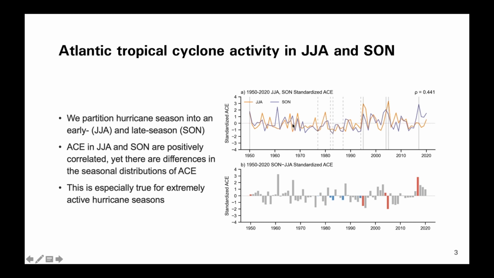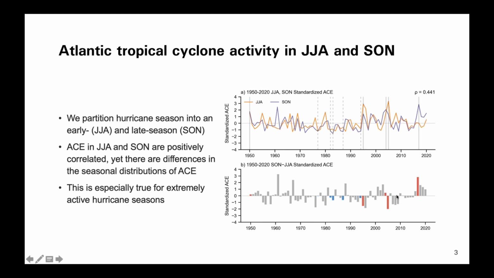So while interannual variations in the early and late season ACE values are positively correlated, shown here, with a positive correlation of 0.44, there are some differences in the seasonal distribution of ACE. Below, this figure shows the difference in ACE between JJA and SON during that 71-year period. Positive values indicate that ACE has increased in SON relative to JJA, while negative values indicate that ACE decreased in SON from JJA. Again, those 5 most active hurricane seasons are shown in red, and the least active are in blue. And then we see, even in extremely active hurricane seasons, the proportion of ACE that is weighted towards the early or towards the late hurricane season varies.